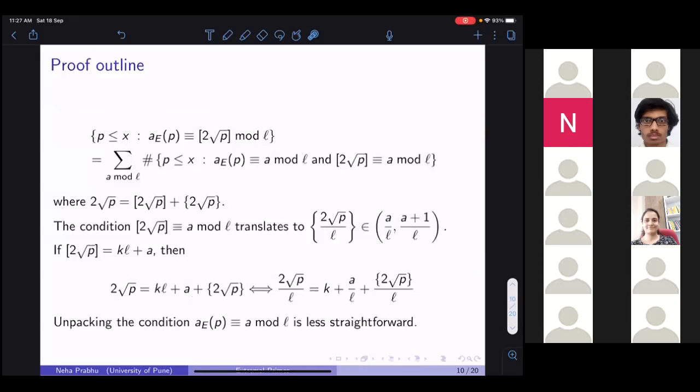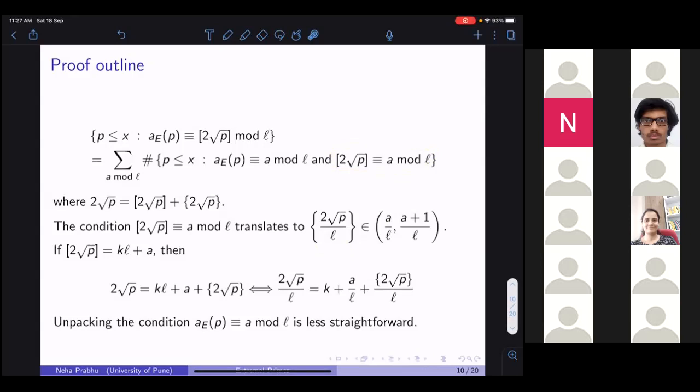Okay, so if you want to count the number of primes for which a_b(p) is 2 root p mod L, we say, let's sum over all the residue classes and look at those primes for which a_b(p) and the integer part of 2 square root of p are congruent to the same a mod L, and then you sum over L, a. Here we denote the square bracket as the integer part and the fractional part with the curly braces. Now the condition 2 root p congruent to a mod L can be translated as follows. You take the fractional part and you see that it has to lie between a over L and a plus 1 over L.